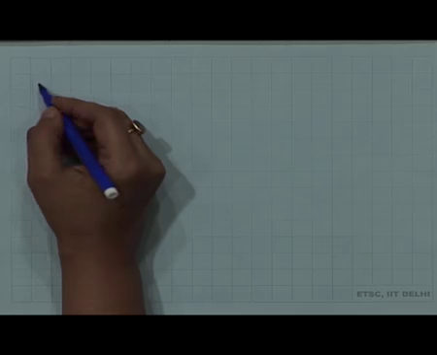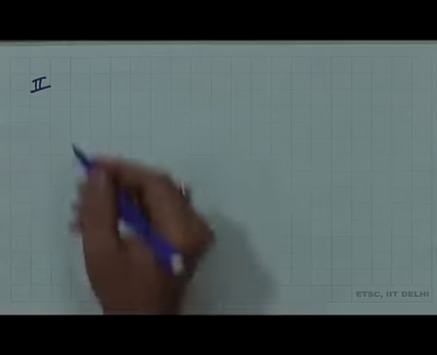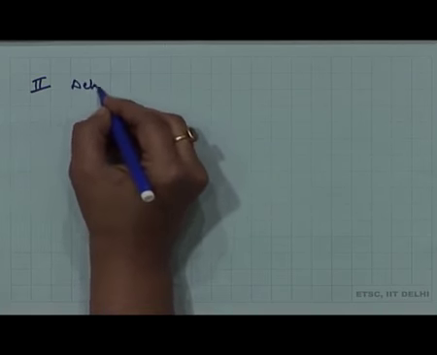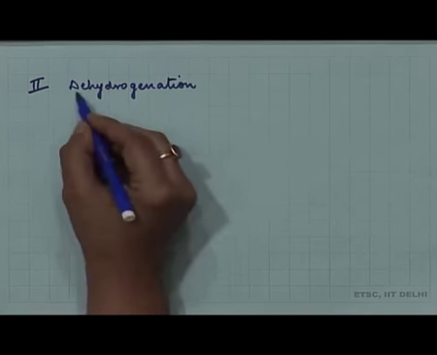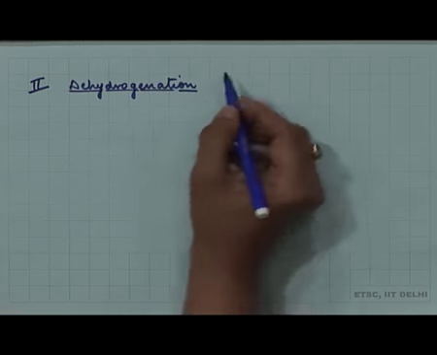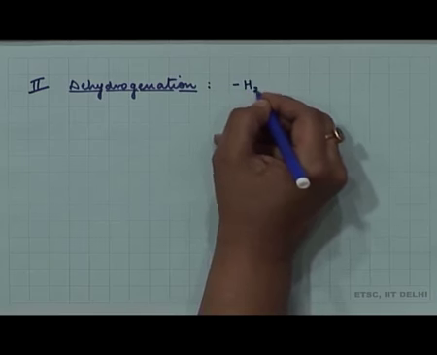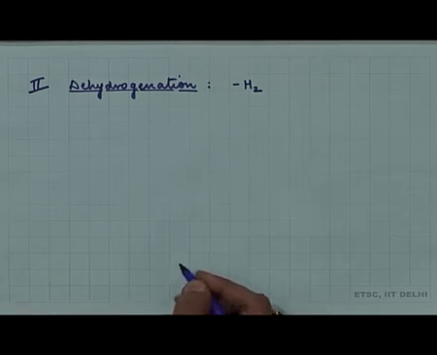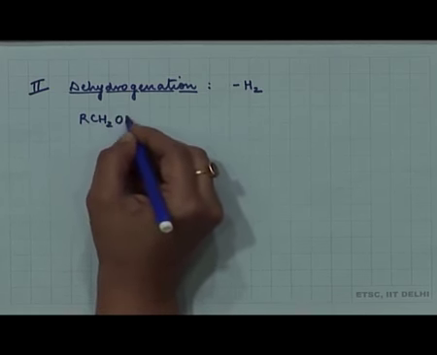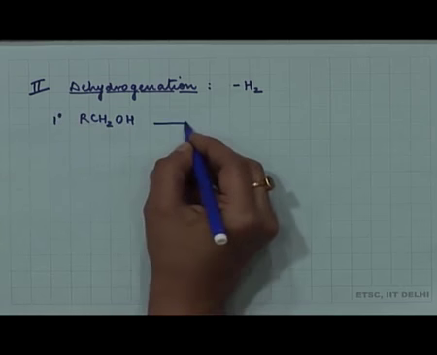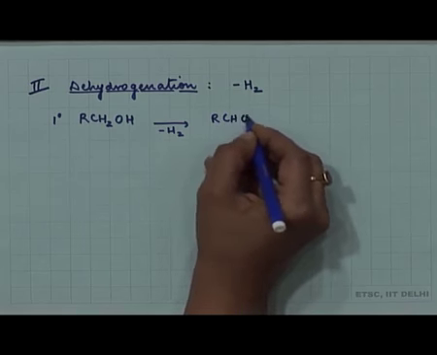Okay. So, after oxidation, the next reaction involving both the alkyl and the hydroxy group is the dehydrogenation of alcohols. So, we are talking about the dehydrogenation reaction of alcohols, which involves removal of a hydrogen. As the name says, you are removing a hydrogen molecule from the alcohol. Which means that if you start with a primary alcohol and you remove a hydrogen, you will end up with the corresponding aldehyde.